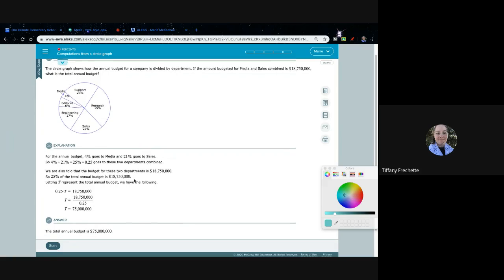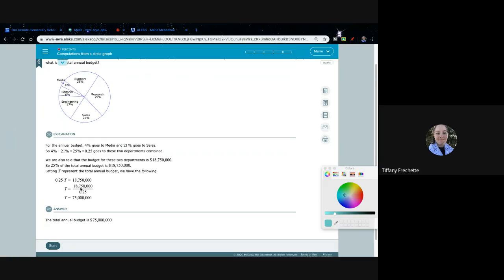So what we want to do is divide, because we would have T, which represents the annual budget, times 25% gets us this 18 million. So we want to go backwards. I want to know what T is, what the annual budget actually is. So I want to divide by 25%, and make sure you change it from a percentage to a decimal. We don't want to divide by 25%. We want to divide by 0.25. And then that brings us with our division.